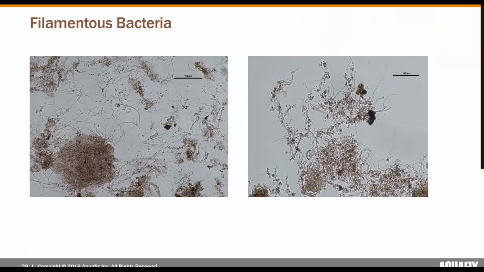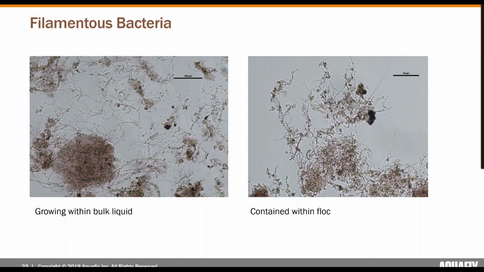And so moving on from flocculated bacteria, I would now like to explore filamentous bacteria, and then also share some of Aquafix's analysis of filaments within a wastewater plant. Filamentous bacteria are typically present in every single wastewater treatment plant at various levels. In these two images, we can see filamentous bacteria growing within the bulk liquid here on the left, as well as filamentous bacteria largely growing within and contained within floc, and not so much within the bulk liquid.